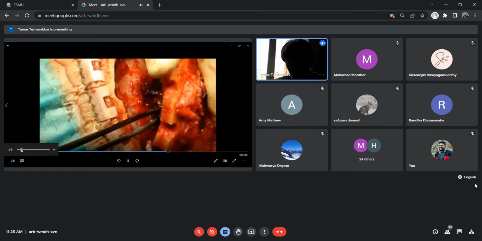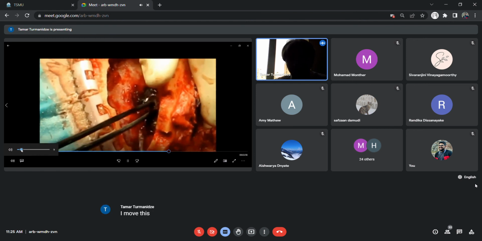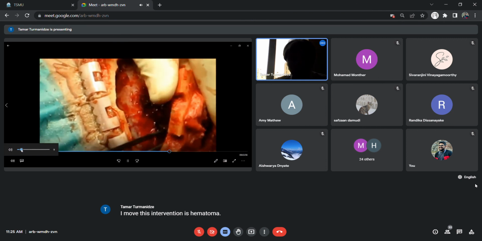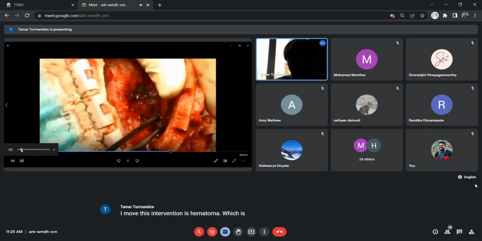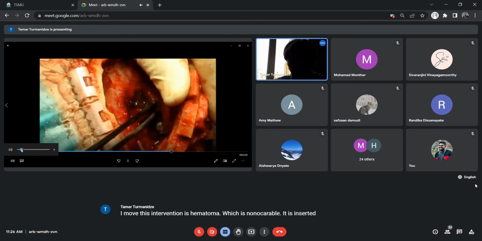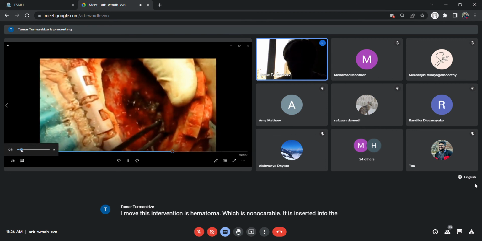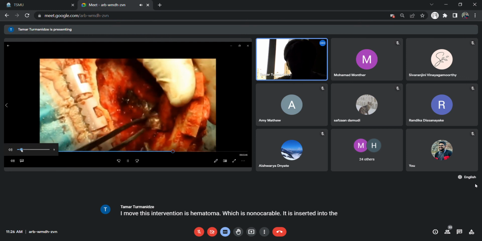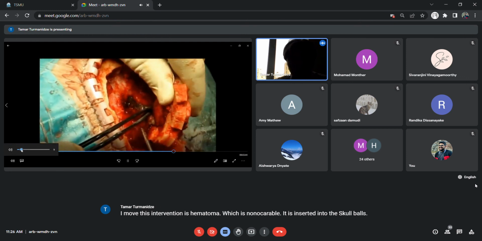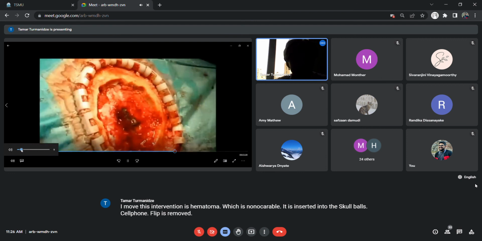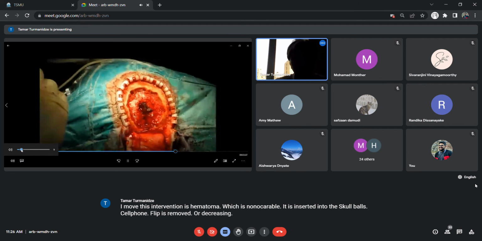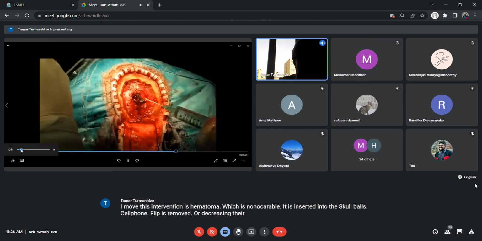The aim of this intervention is a hematoma, which is non-operable. It is inserted into the skull bones. So the bone flap is removed for decreasing the intracranial pressure.